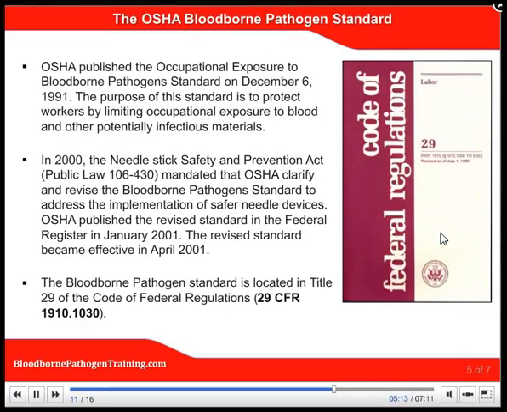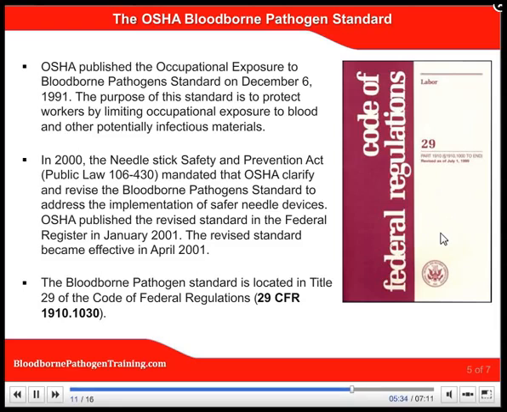The OSHA Bloodborne Pathogen Standard. OSHA published the Occupational Exposure to Bloodborne Pathogens Standard on December 6, 1991. The purpose of this standard is to protect workers by limiting occupational exposure to blood and other potentially infectious materials.